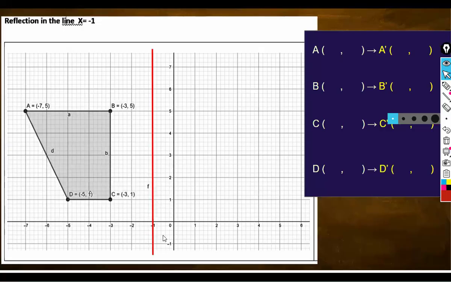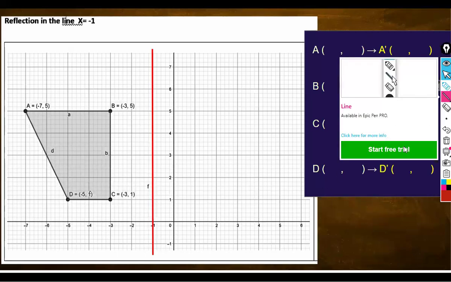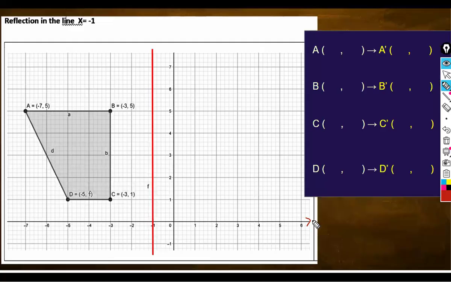Last week, I remember doing a reflection in the x and y axis. And I also remember doing some special graphs. Remember, the horizontal line is your x-axis. I'll just write it in here. And this black vertical line, not the red line, the black vertical line, that's your y-axis.